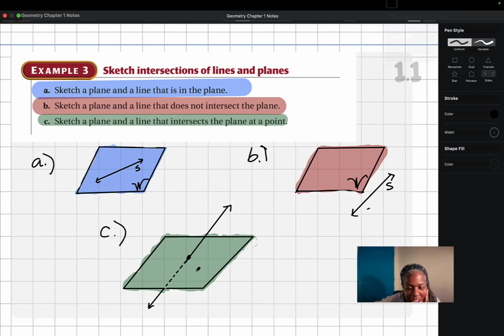And now I'm going to name it, and I'm going to stick with my W plane. And now plane S is doing something different. It's not laying inside the plane. It's not outside the plane, never intersecting. It is intersecting the plane at some point. Let's call that point Z.